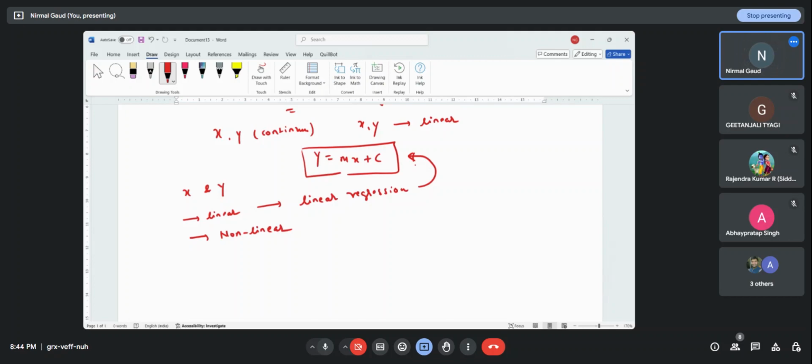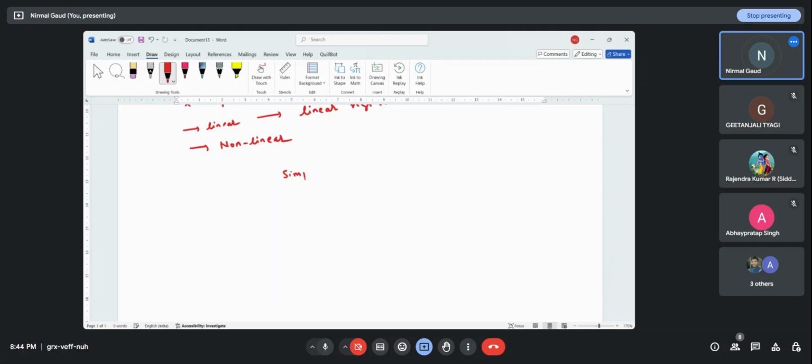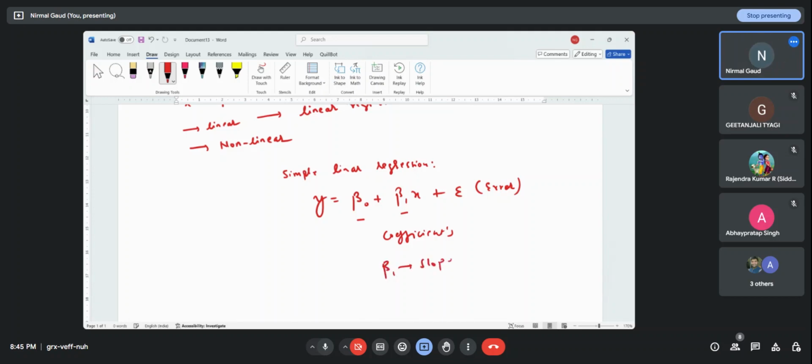On this base equation, I can make an equation of simple linear regression as y equal to beta naught plus beta 1 x plus epsilon. Epsilon is the error term. Okay, this is error where beta naught and beta 1 are the coefficients, just like m and c. So you can say that beta 1 is the slope and beta naught is the intercept. Okay, x is the independent variable, and y is the dependent variable. So right now we are finding the relationship between independent and dependent variable only.